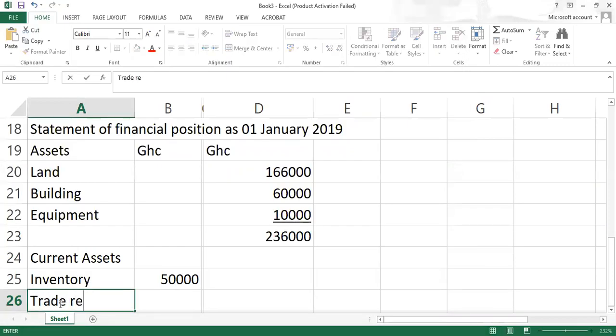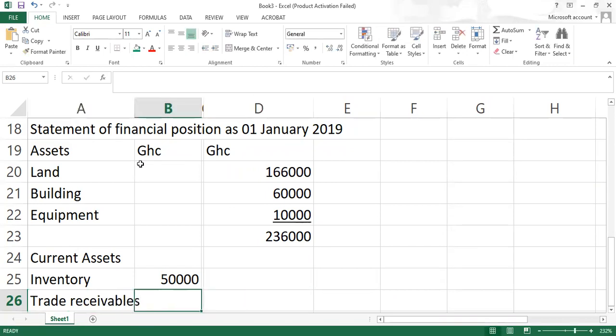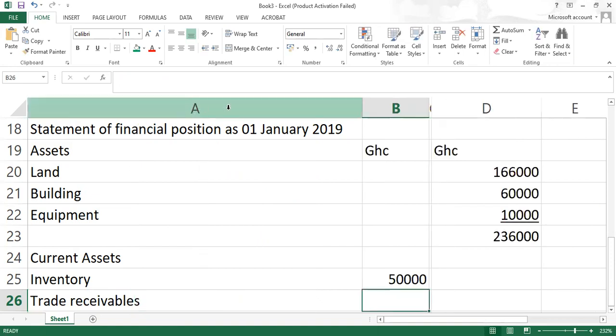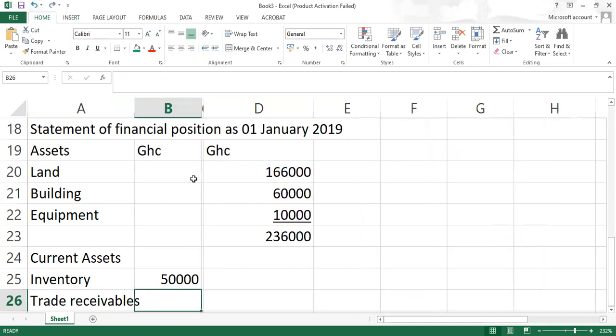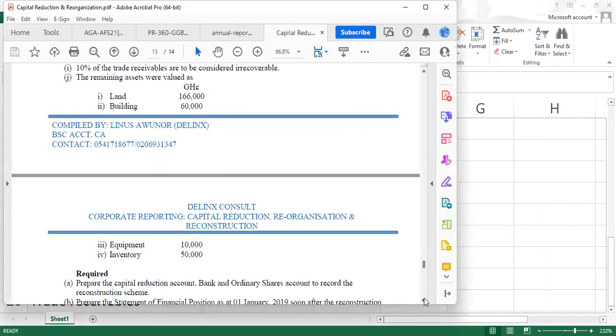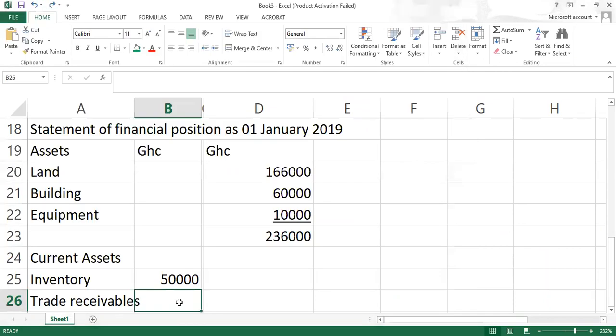Do you have to do some adjustment to them? Are you writing some of them off as bad debt? 10% of the trade receivables are to be considered irrecoverable. Written off as bad debt, isn't it? Yes, please. So what portion are we going to have now? 63,000, which is the same as 90% of the original figure.